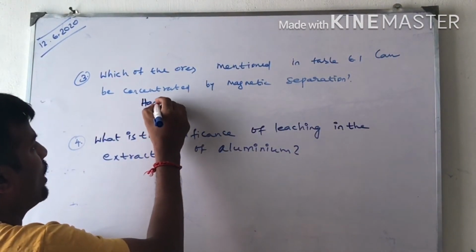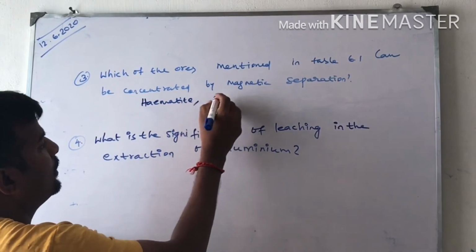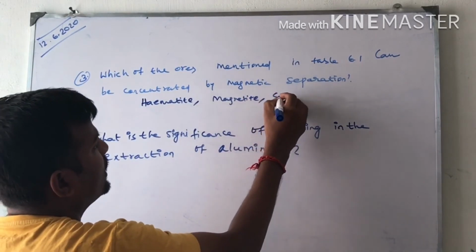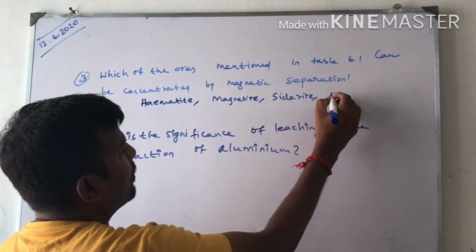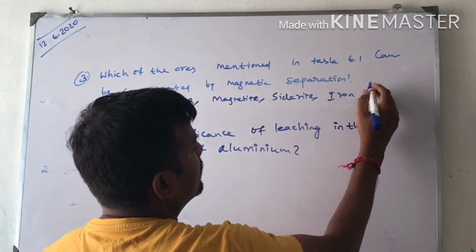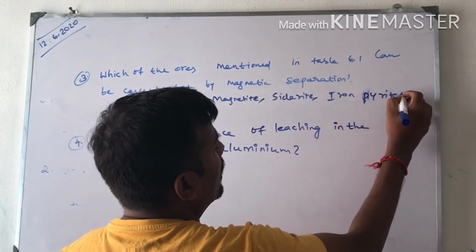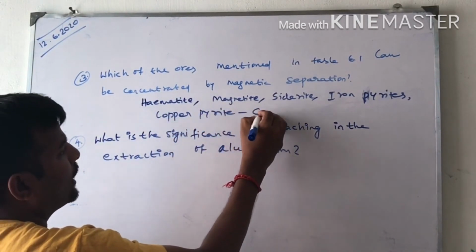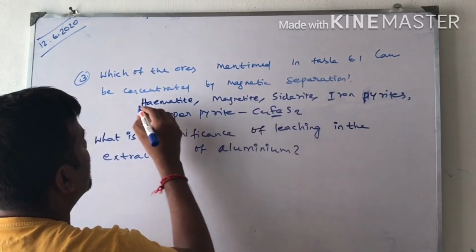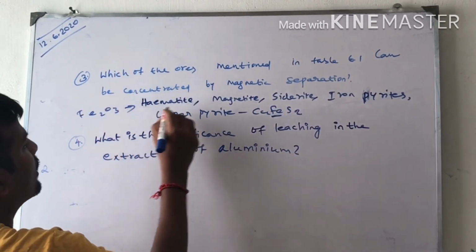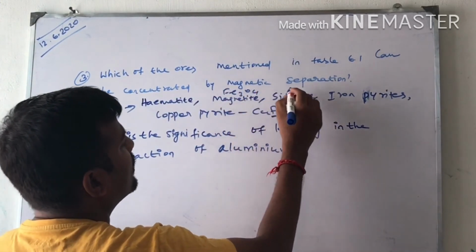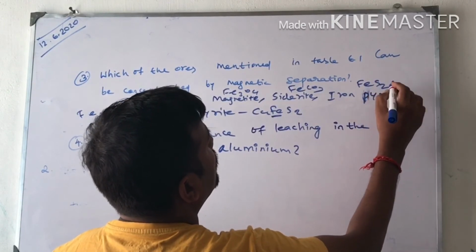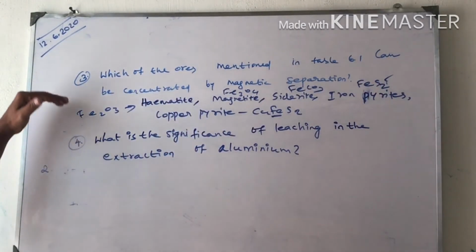First is hematite ore, next one is magnetite ore, next one is siderite ore, and iron pyrites, and copper pyrites. Copper pyrites contains CuFeS2, iron is there. Fe2O3, iron is there. Fe3O4, iron is there. FeCO3, iron is there. FeS2, iron is there. So these are all answers for the third question.